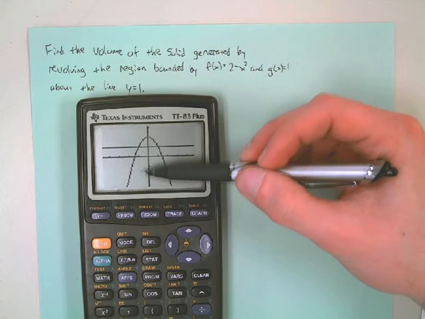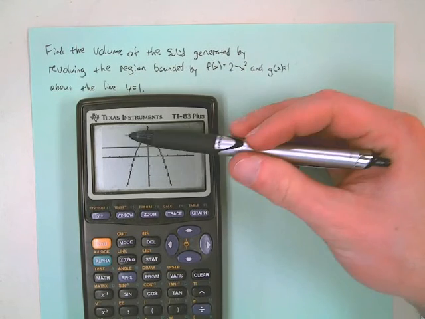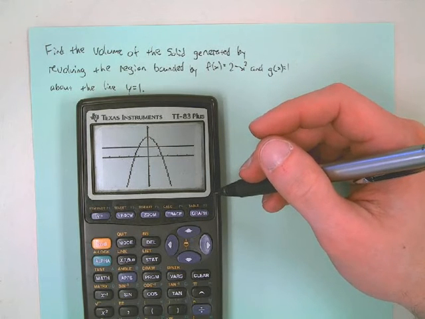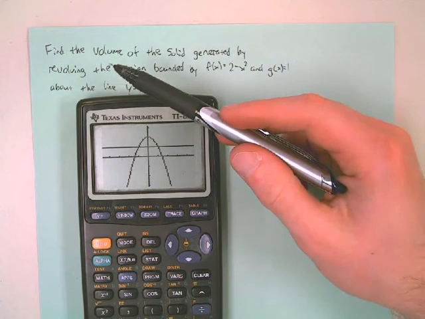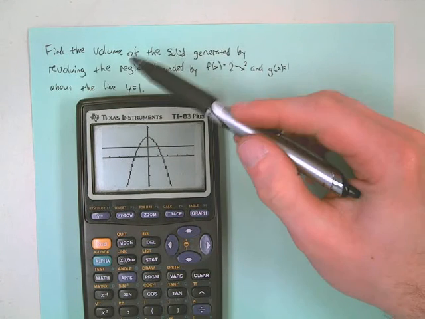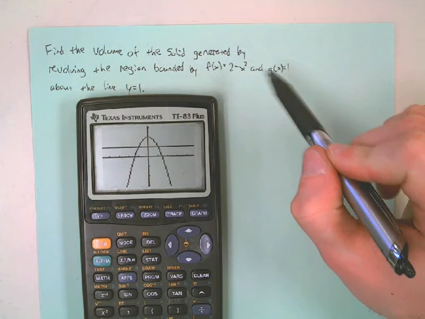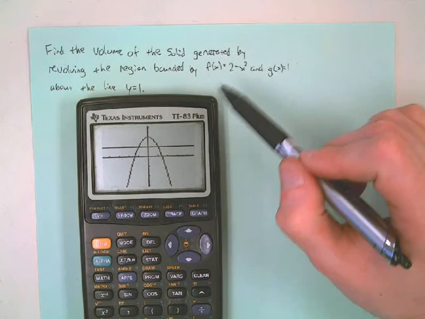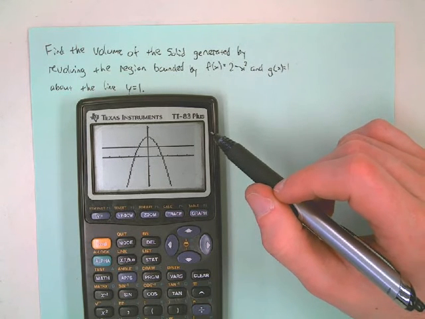So, what is the region that we're talking about here? It says the volume of the solid generated by revolving the region bounded by these two things and these two things alone. There's only one region in this picture that has only these two curves as its boundary. And what is that region? Yep, it's this little piece right in here. Little bump right in there.